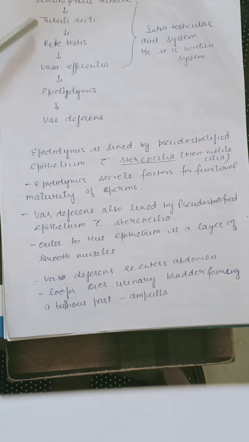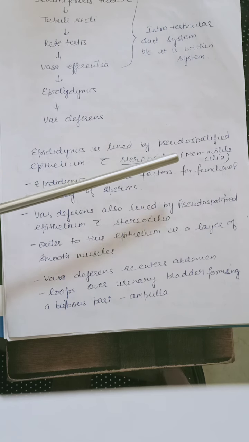Now, this is the flow chart showing the path of the sperms. Sperms are formed in seminiferous tubule, then they come into tubuli recti, then rete testis, then vasa efferentia, then epididymis and vas deferens. From seminiferous tubule to vasa efferentia, this is the intratesticular duct system, meaning all these 4 ducts are present inside the testis.